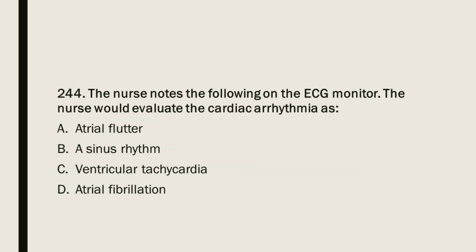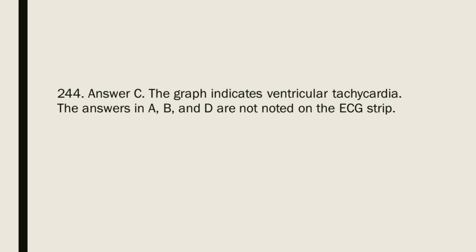244. The nurse notes the following on the ECG monitor. The nurse would evaluate the cardiac arrhythmia as A. Atrial flutter. B. A sinus rhythm. C. Ventricular tachycardia. D. Atrial fibrillation. 244. Answer C. The graph indicates ventricular tachycardia. The answers in A, B, and D are not noted on the ECG strip.